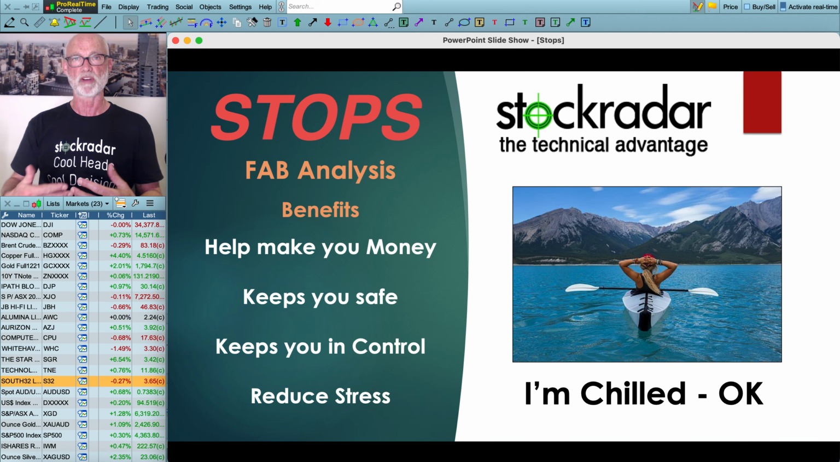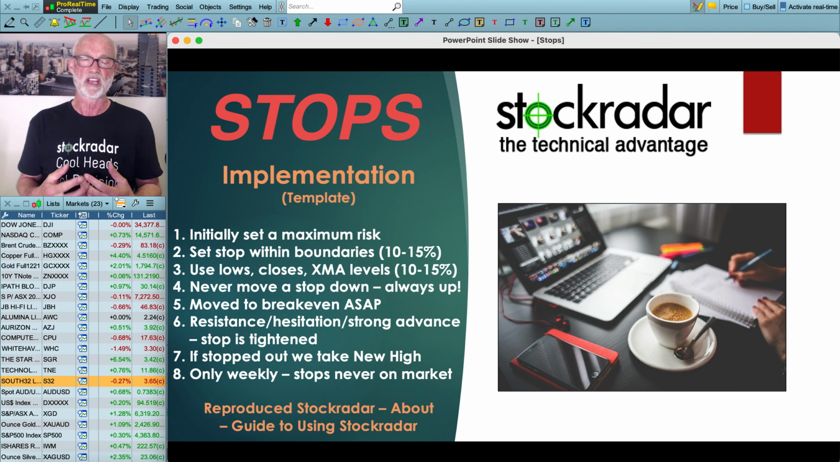Okay, so implementation of them. This gives you a rough idea of what are the main things that I look for when I'm setting stops. Firstly, I'll initially set a maximum risk level. Whatever that might be, 10, 15, 20%, whatever you want to risk, whatever your time frame is trading, that's your initial stop, where your initial stop goes, and it just never moves down from there. Okay? The price can move down, but not your stop. Okay, so you set the stop within boundaries.